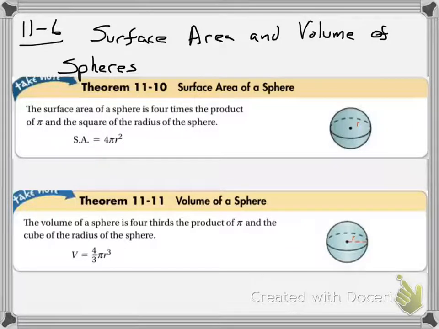11.6 is about the surface area and volume of spheres. So we talk about, these are just straight formulas here. When you're finding the surface area of a sphere, you just take 4 pi r squared. Remember, your radius is just going to go from the center to the outside of the sphere itself. That's it, just like it's drawn right here. So again, that surface area equals 4 pi r squared.